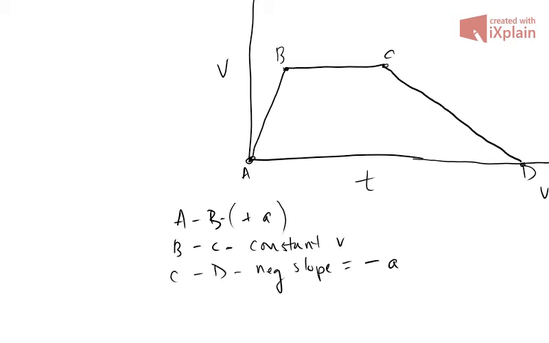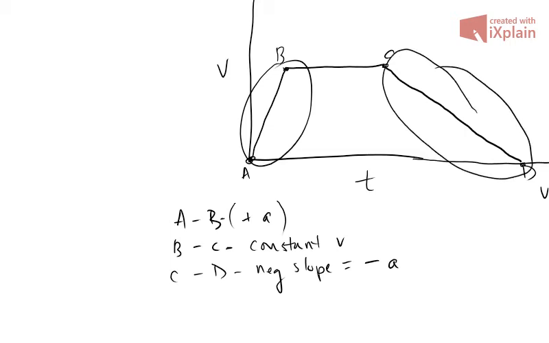And another thing that we can say is that the acceleration on this part was higher than the slowing down on this part, because that slope is less than the slope from A to B. That means it slowed down slower than it sped up.